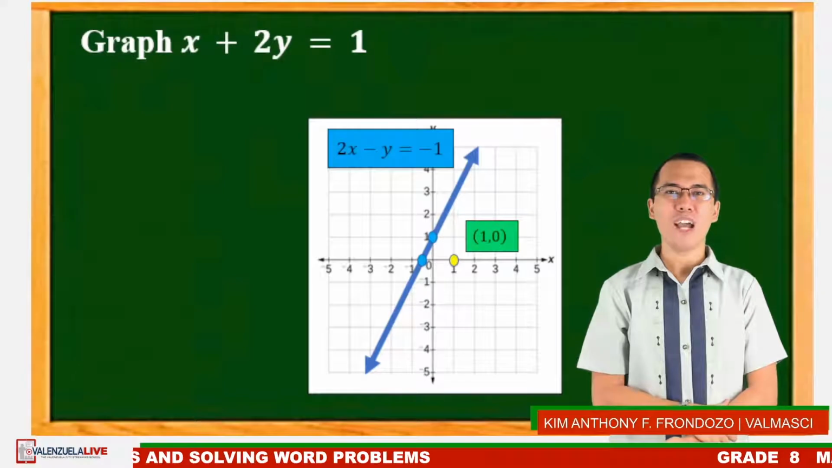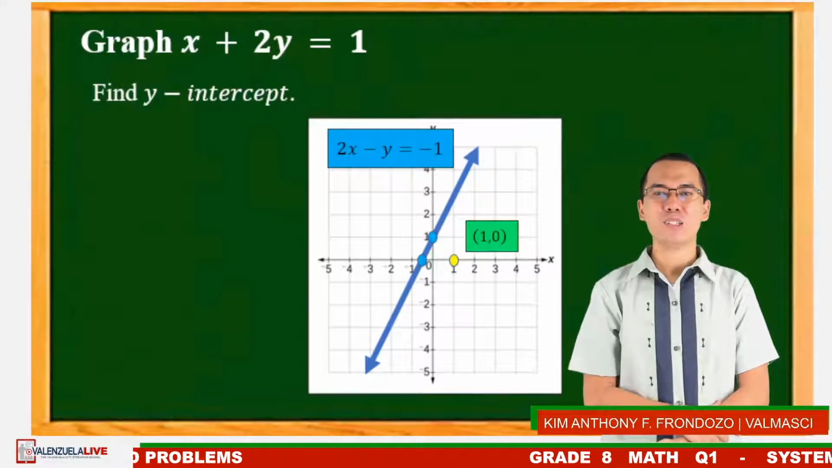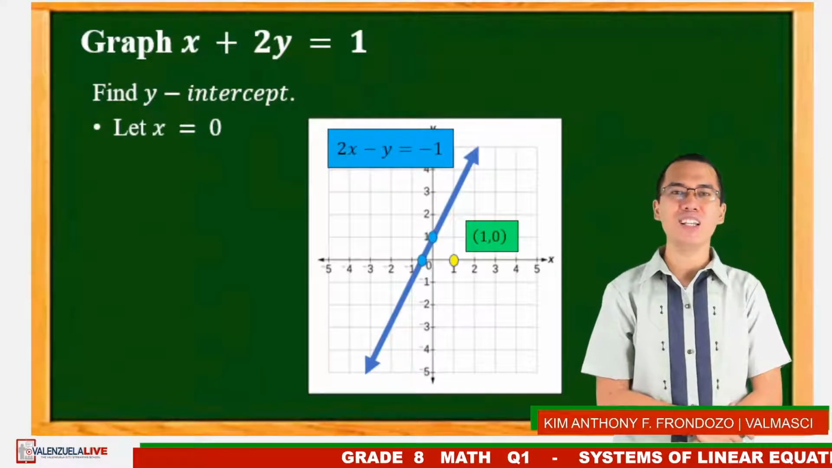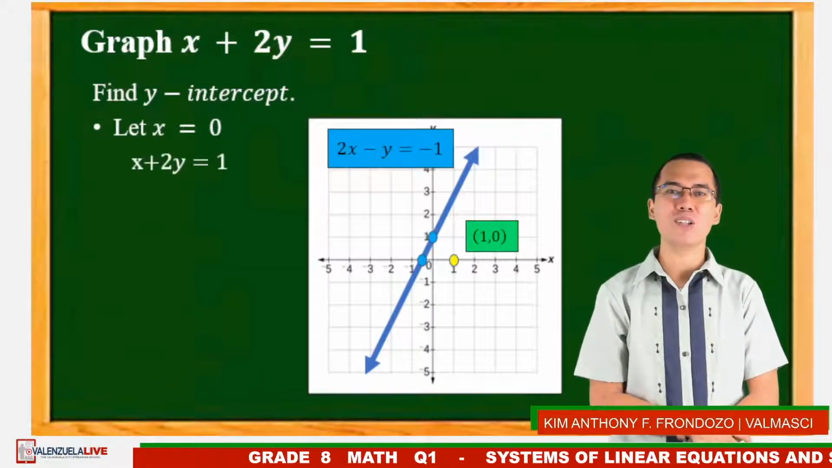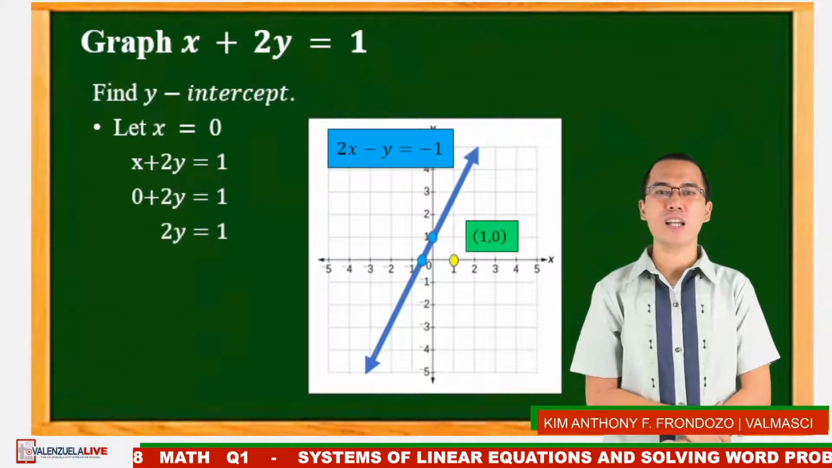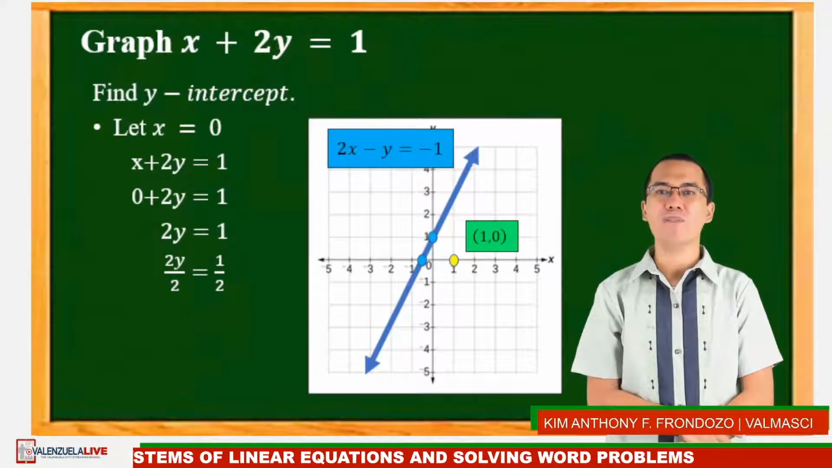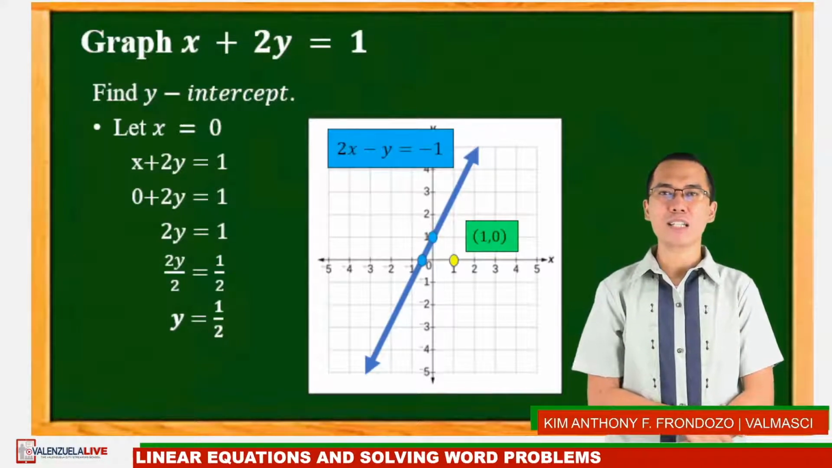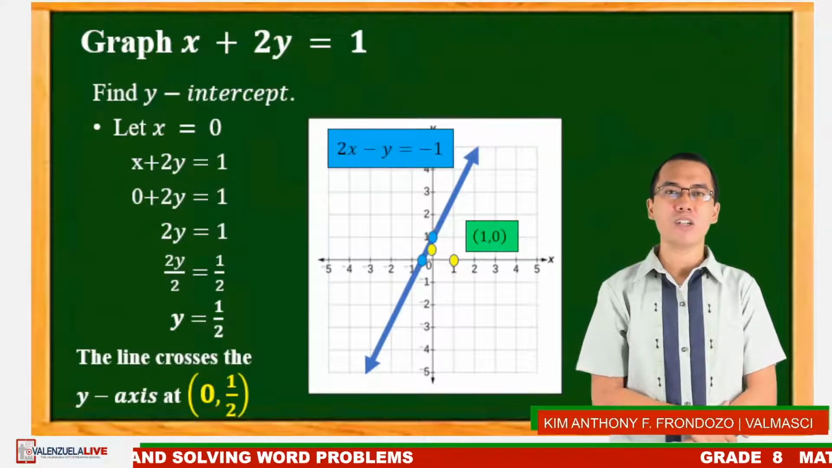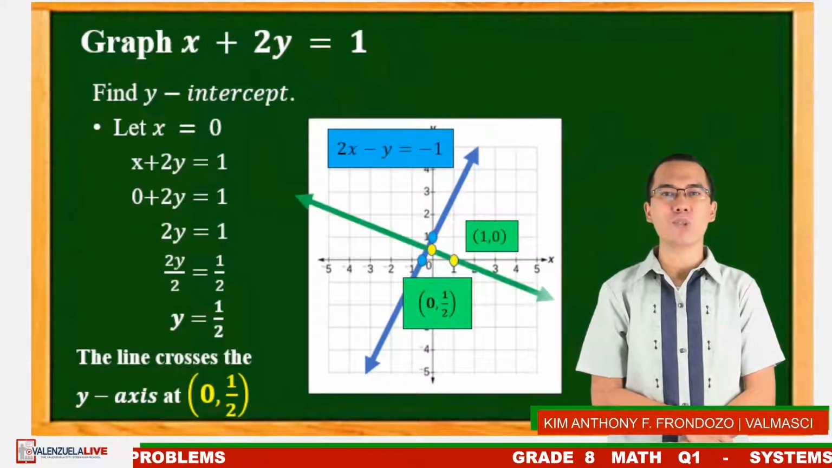Next is to find the y-intercept. We let x be equal to 0. So we have x plus 2y is equal to 1. By substitution, 0 plus 2y is equal to 1. Then 2y is equal to 1. Dividing both sides of the equation by 2, y is equal to 1/2. So the line crosses the y-axis at (0, 1/2). Plotting the point on the Cartesian plane and connecting the points, this is the graph of x plus 2y is equal to 1.